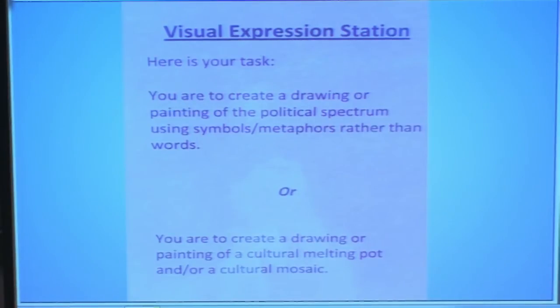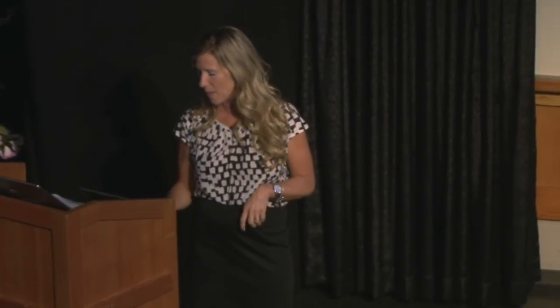than words. So at the same time that I was teaching my students about political spectrum, we were also doing a unit on poetry, and we'd spent a lot of time working through the idea of what is a metaphor, how do you use symbols, imagery, those sorts of things. So again, it's bridging together two different themes. The students loved this station.